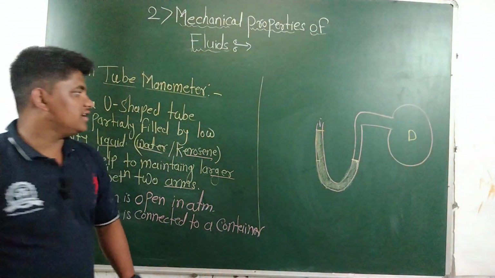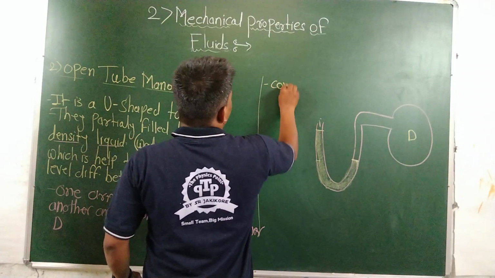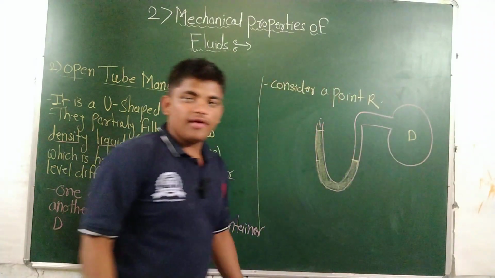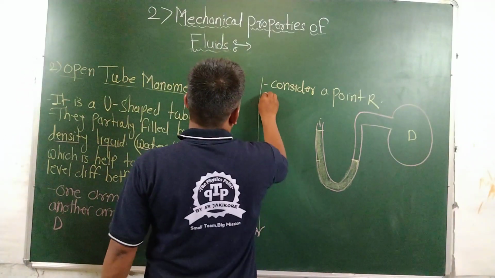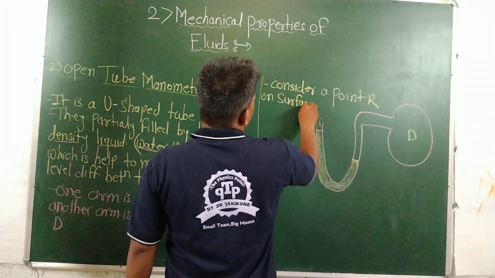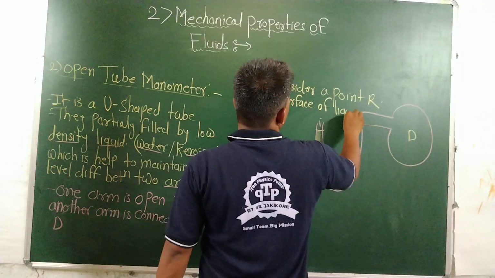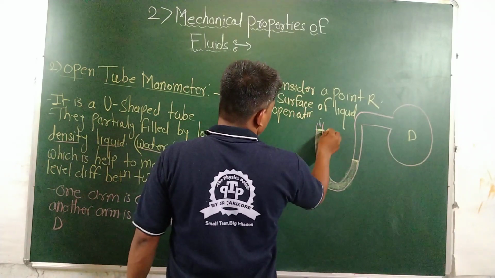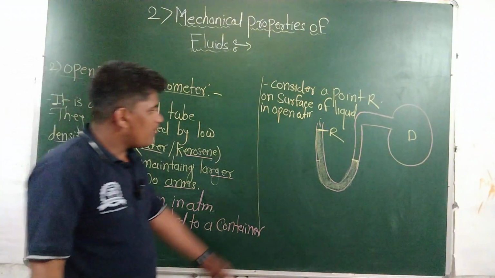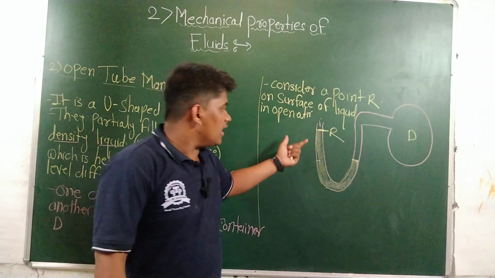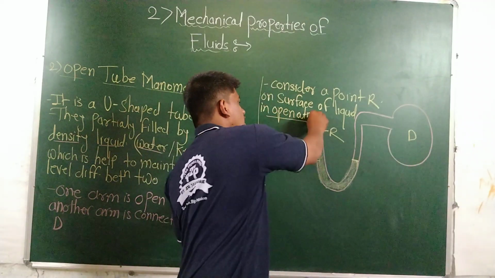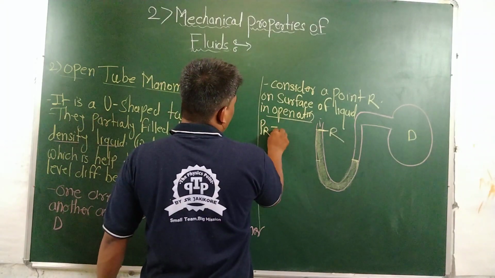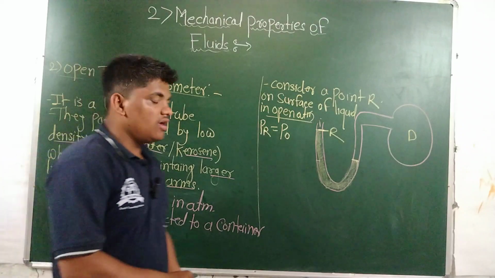Then the other arm is connected to a container, which we name container D. Okay, consider a point R on the surface of the liquid in the open atmosphere. The point R is here. Consider a point R present on the surface of the liquid, and the surface is open to the atmosphere, so the pressure at point R is equal to atmospheric pressure, that is P0.